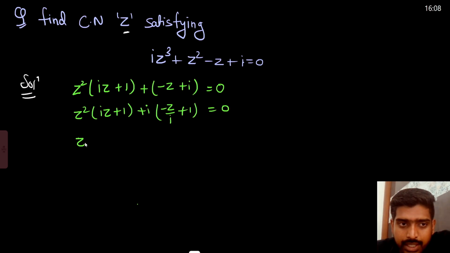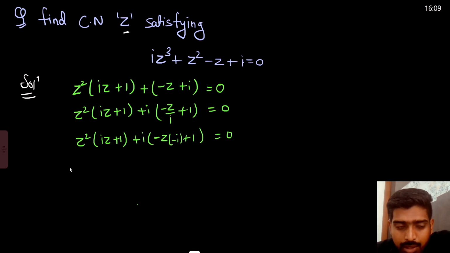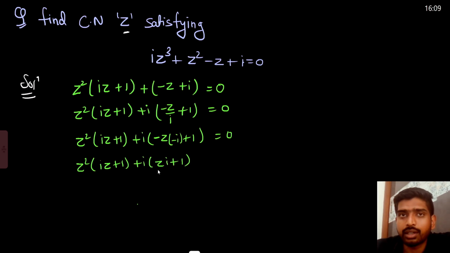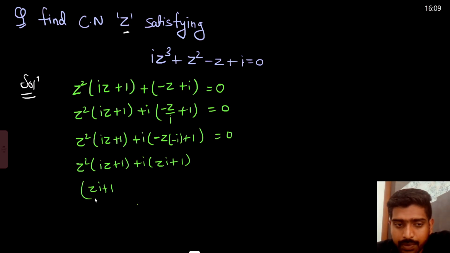Now from here, z square, here I'll get (i z plus 1), and from here plus i times minus z, 1 by i is minus i, right? So here I'll get minus i plus 1 is equal to 0. From here z square (i z plus 1) plus i, and here I'll get (z i plus 1). Now can I take (z i plus 1) common? So I will take (z i plus 1) common, and here I will get z square plus i is equal to 0.